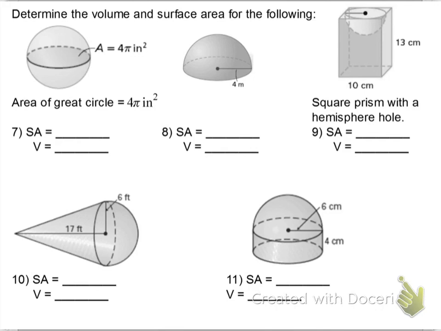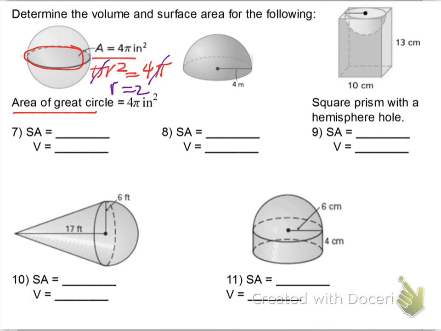Notice here the information they're giving you is the area of that circle. It says the area of the great circle is 4 pi. The area of a circle is pi r squared. So I would say pi r squared equals 4 pi. The pi's would cancel. So r would be 2 when you take the square root of that. Then you would just plug it back in, and voila. Okay, number 8 is where we get to our first hemisphere.